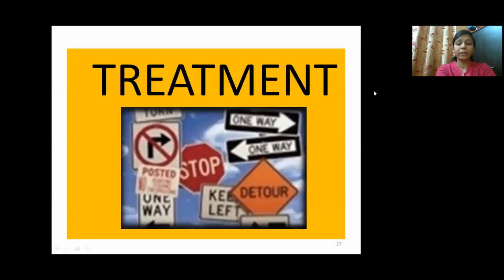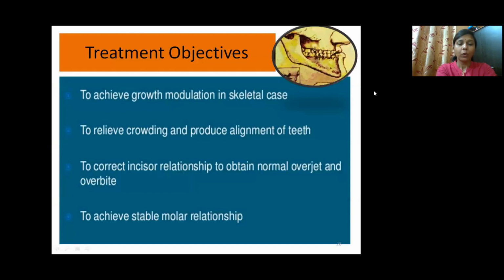Coming to the treatment options of class 3 malocclusion, what should be the objectives? Objectives must be to achieve growth modulation in the skeletal type of problem, to relieve crowding and produce alignment of teeth, to correct the incisor relationship to obtain a normal overjet and overbite in these cases, and to achieve a stable molar relationship so that we have good aesthetics and a functional occlusion.